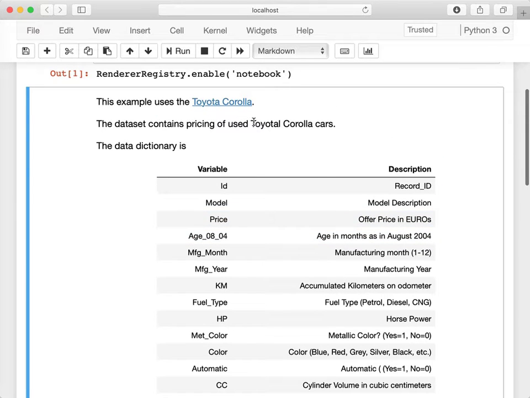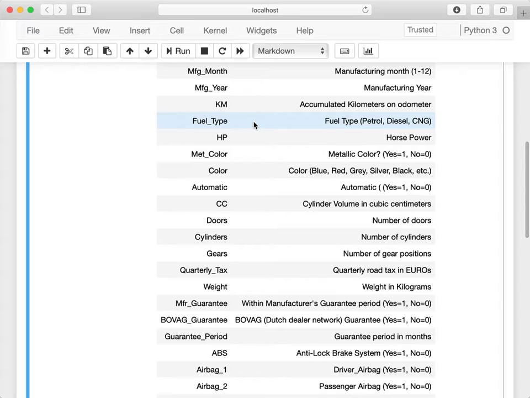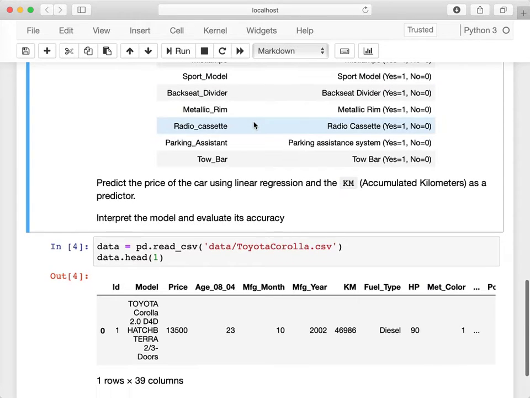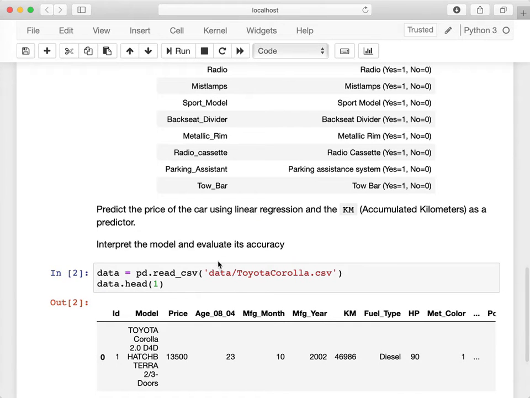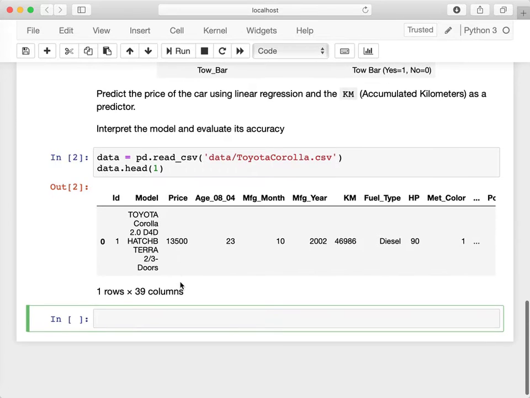In the next exercise, we're going to incorporate all of these variables. For this one, we're going to stick with just predicting price using KM. So first, we're going to read the data, and then the question is asking us to create a linear regression model and then interpret the model and evaluate its accuracy. So the steps are the following.